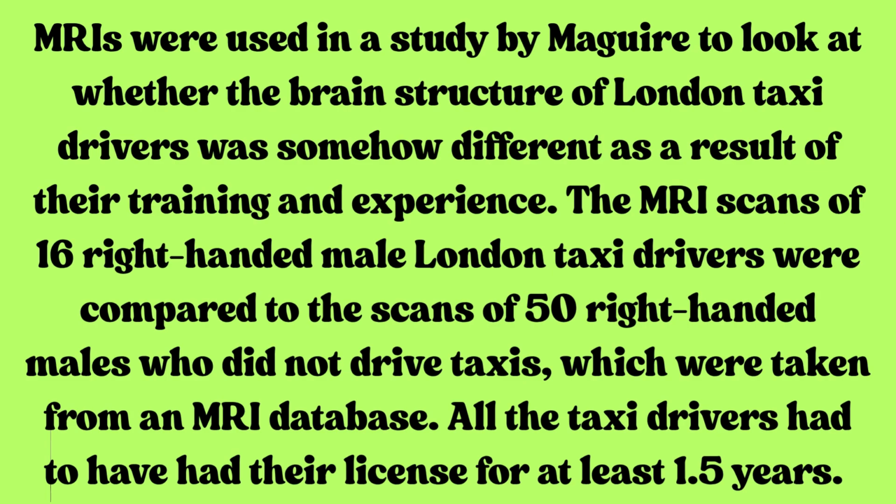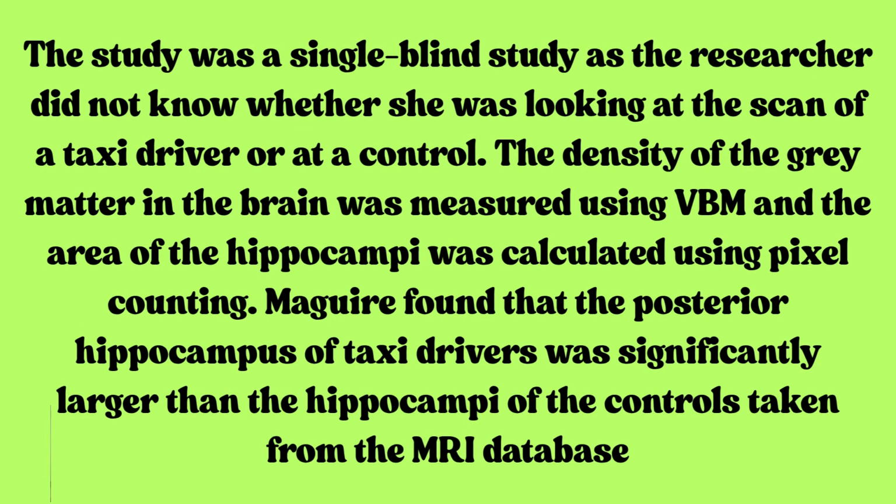MRIs were used in a study by Maguire to look at whether the brain structure of London taxi drivers was somehow different as a result of their training and experience. The MRI scans of 16 right-handed male London taxi drivers were compared to the scans of 50 right-handed males who did not drive taxis, which were taken from an MRI database. All the taxi drivers had to have had their license for at least 1.5 years. The study was a single-blind study as the researcher did not know whether she was looking at the scan of a taxi driver or at a control.